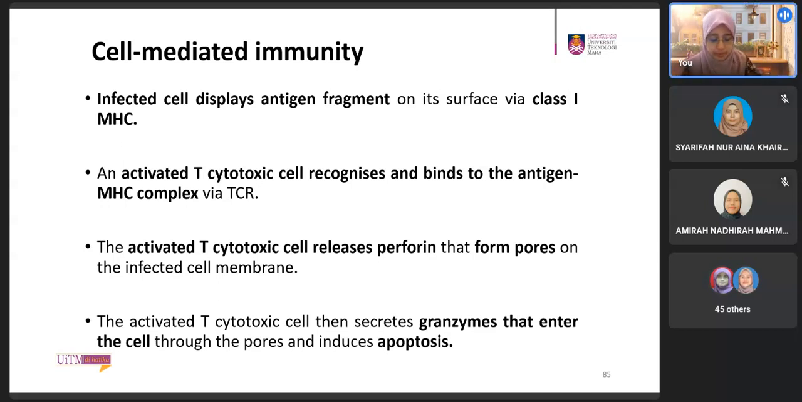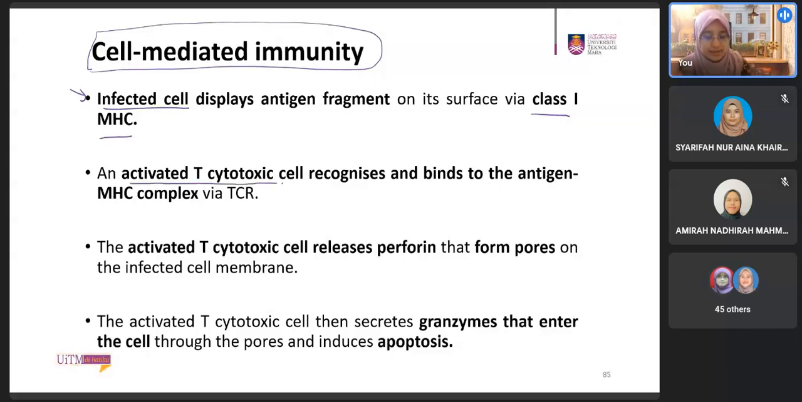Okay, so now we are going to look at cell-mediated immunity. Infected host cells or body cells display antigen fragments on their cell surface using class 1 MHC. Infected cells are cells that have a nucleus. Any cells in your body that have a nucleus, when infected by the virus or the pathogen, the pathogen will be degraded into fragments, and then your body cells or the host cell will produce MHC class 1, bind with the antigen fragment, and present it on the cell surface using class 1. And then it will present to whom? To the activated T cytotoxic cell.